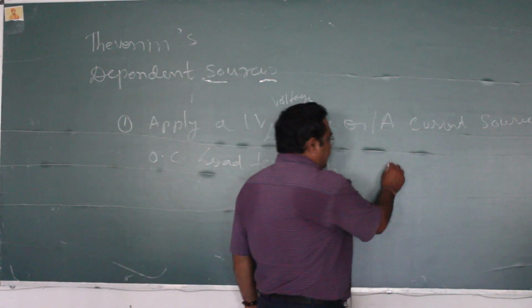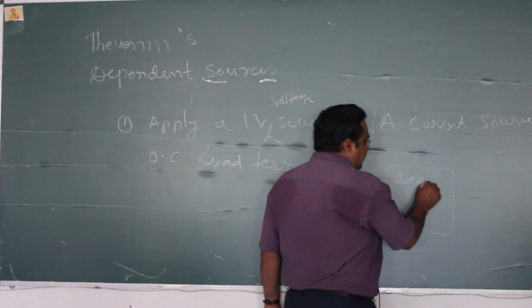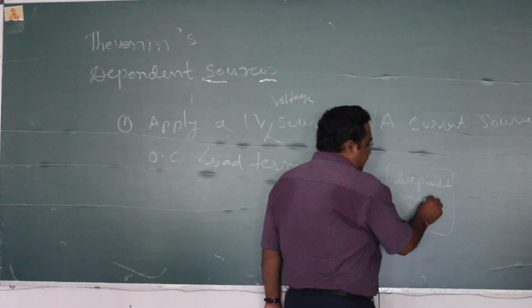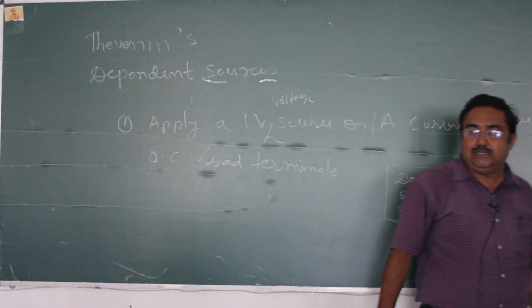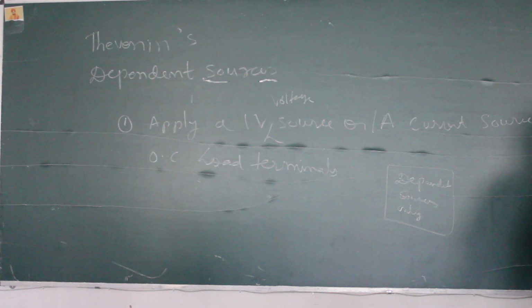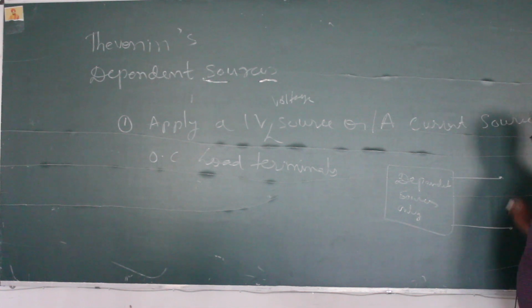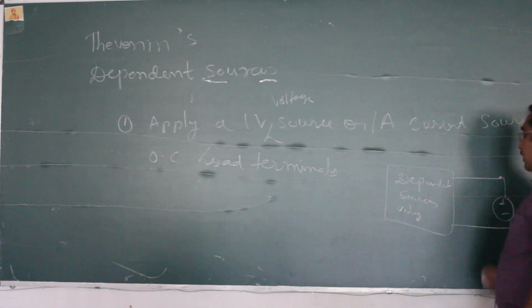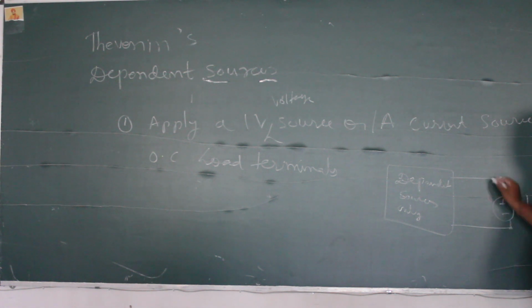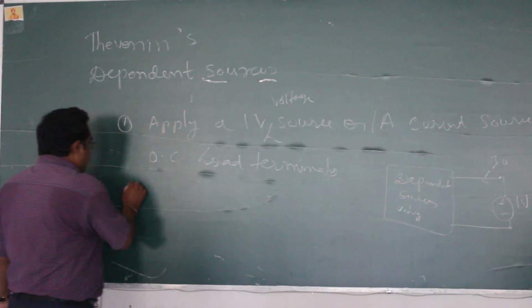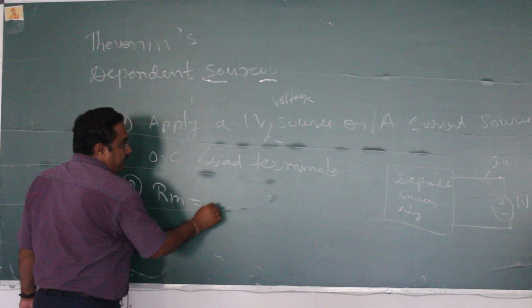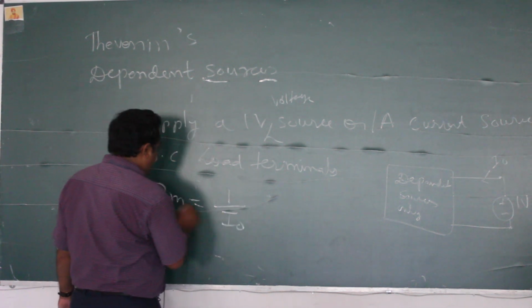There will be a circuit which contains dependent sources only, in addition to the electrical elements, and you have to apply Thevenin's theorem. You have been asked to find the equivalent Thevenin resistance. What you will do: these are the supposed load terminals. There you will apply a 1 volt voltage source, and let the current be I0. Then RTH, as the second step, is given by 1 upon I0.